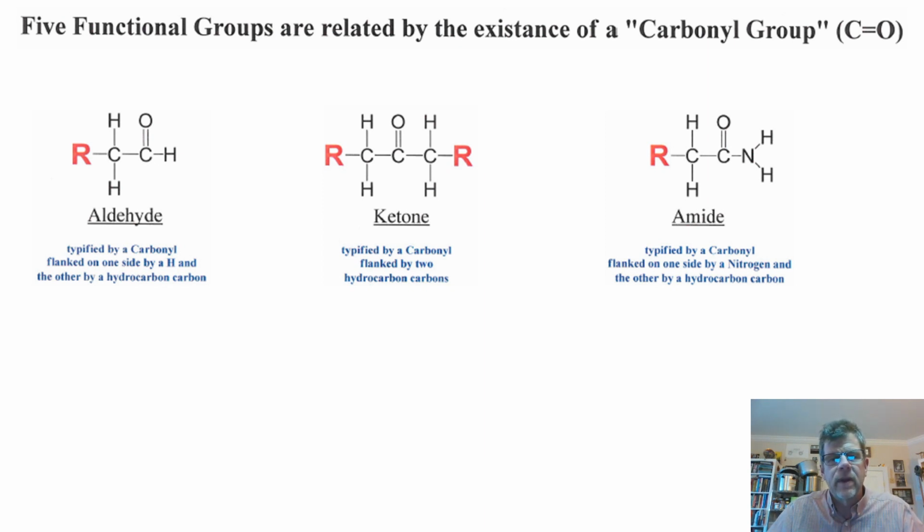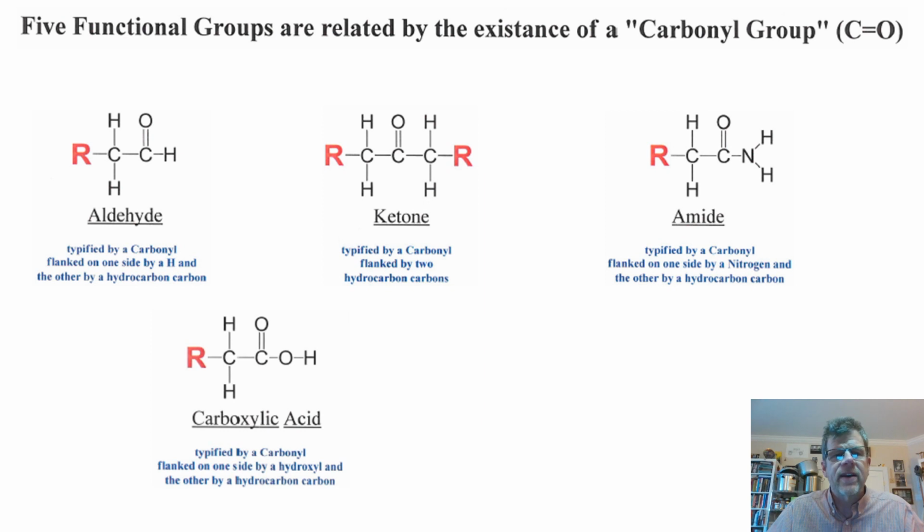All right. The next one, we have a carbonyl. Here is our carbonyl group, and it is flanked on one side by a hydrocarbon type carbon, and on the other side by an oxygen, which is itself covalently bonded to a lowly hydrogen. If we have all that put together, we have the functional group carboxylic acid. Carboxylic acid.